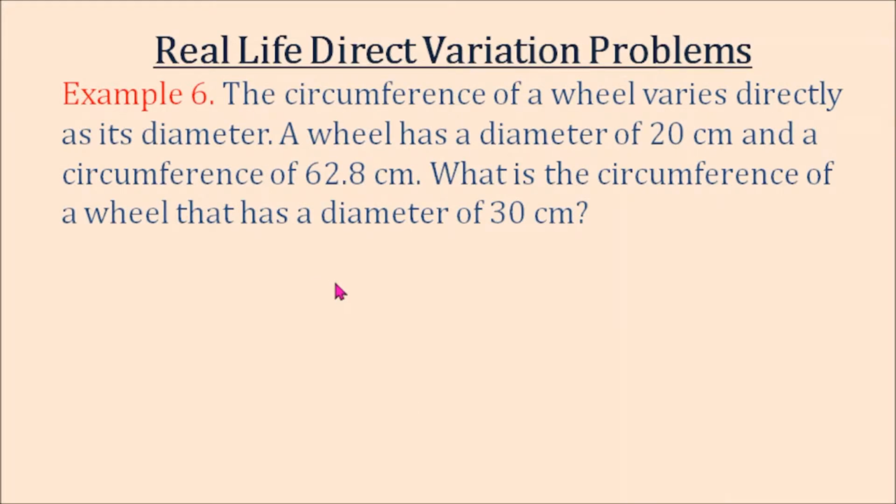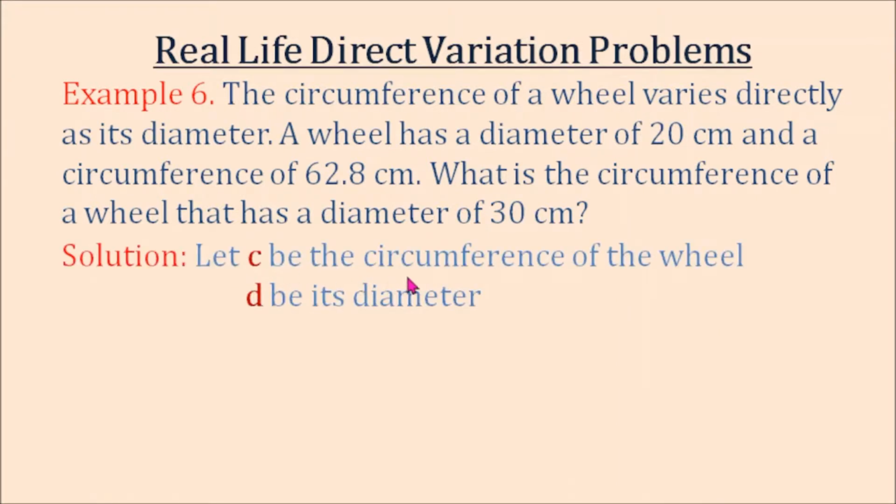Example number 6. The circumference of a wheel varies directly as its diameter. A wheel has a diameter of 20 cm and a circumference of 62.8 cm. What is the circumference of a wheel that has a diameter of 30 cm? So first, let C be the circumference of the wheel and D be its diameter. Now let's set up our equation. Our equation is C equals K times D.